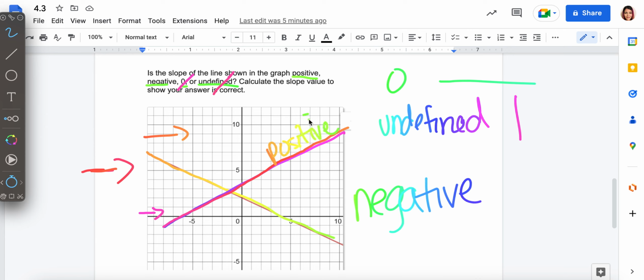Okay, so read your graph from left to right. You can take a piece of paper and put it over it and scan it from left to right. If it's going up, it's positive. If it's going down, it's negative. If it's horizontal, it's 0. If it's vertical, it's undefined.